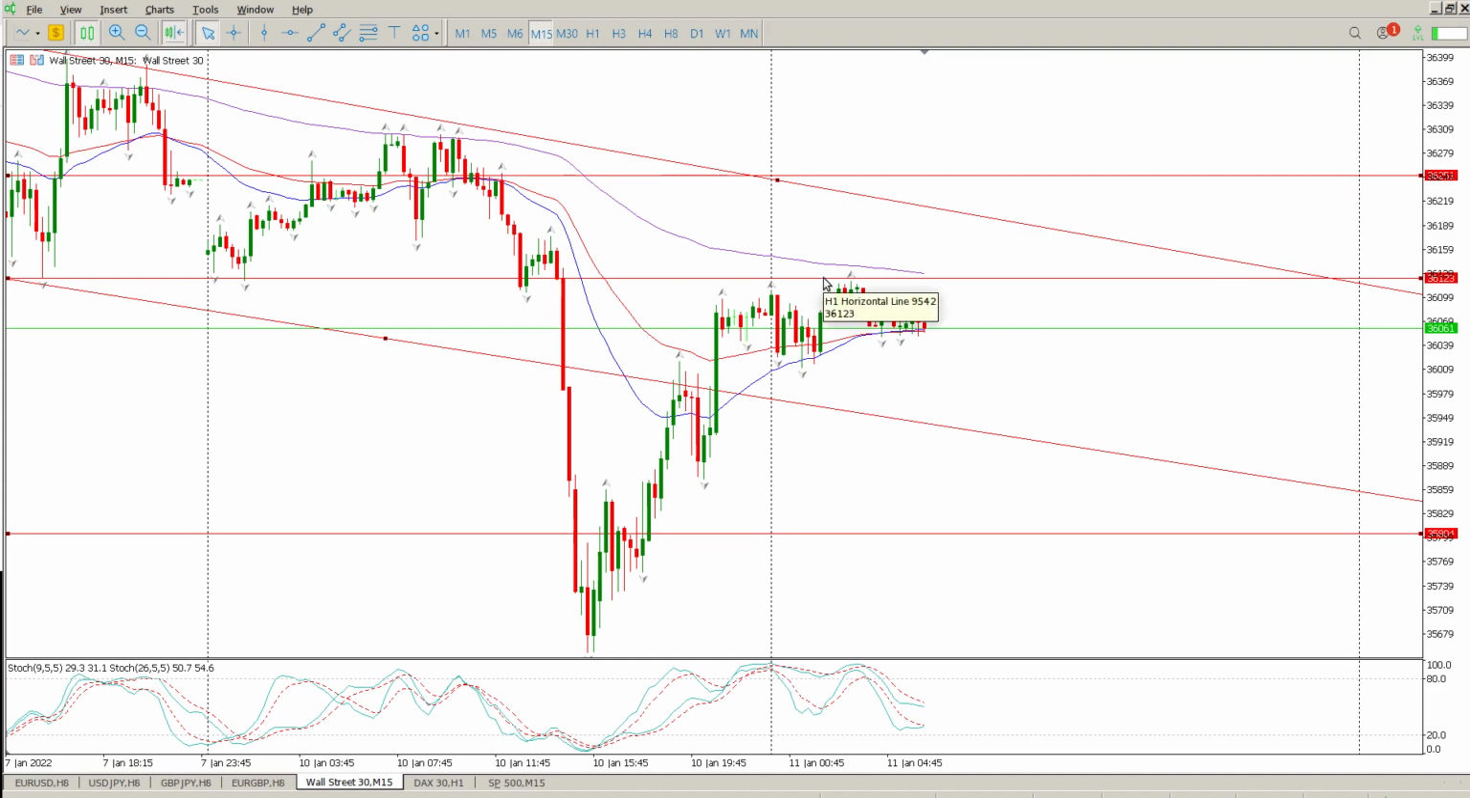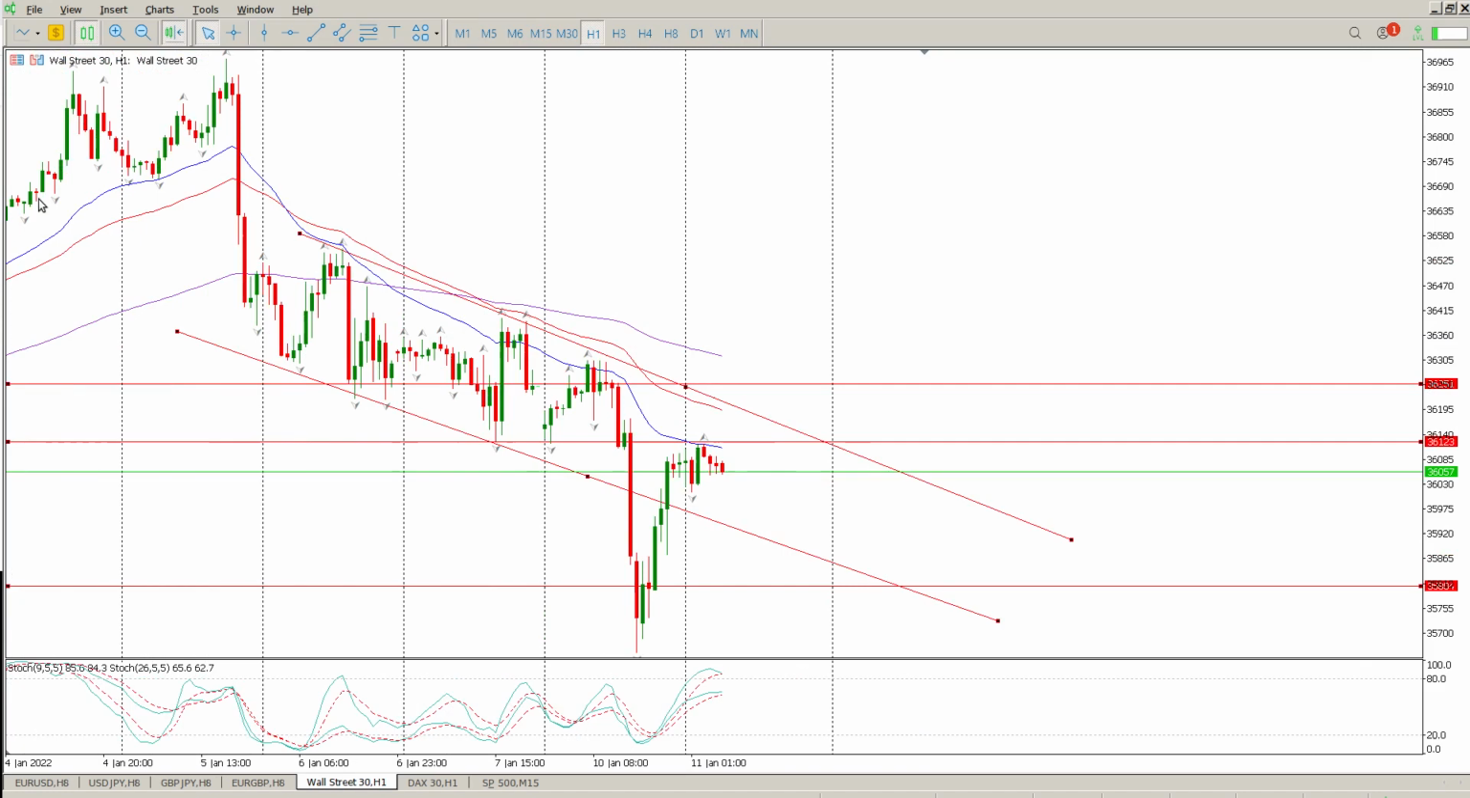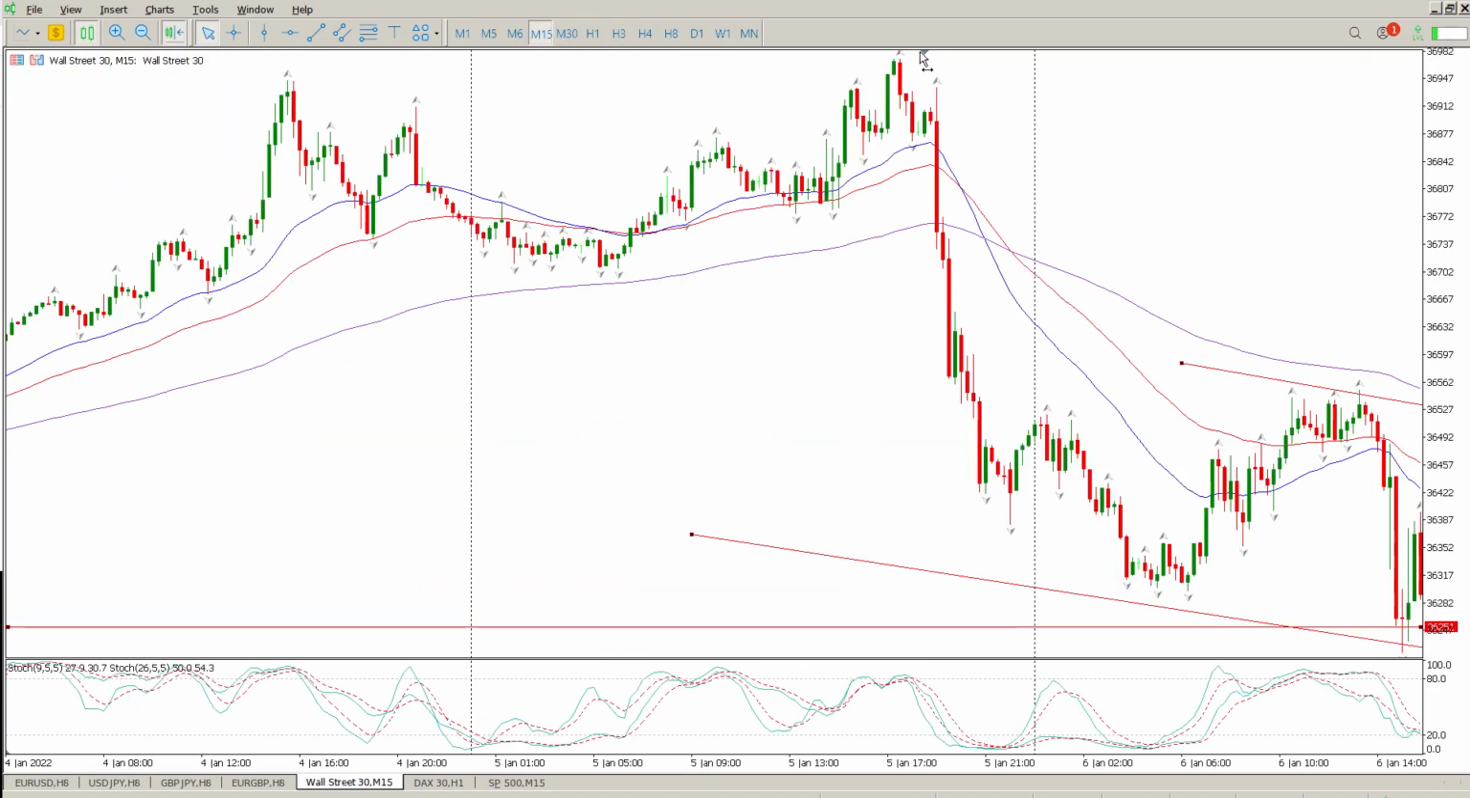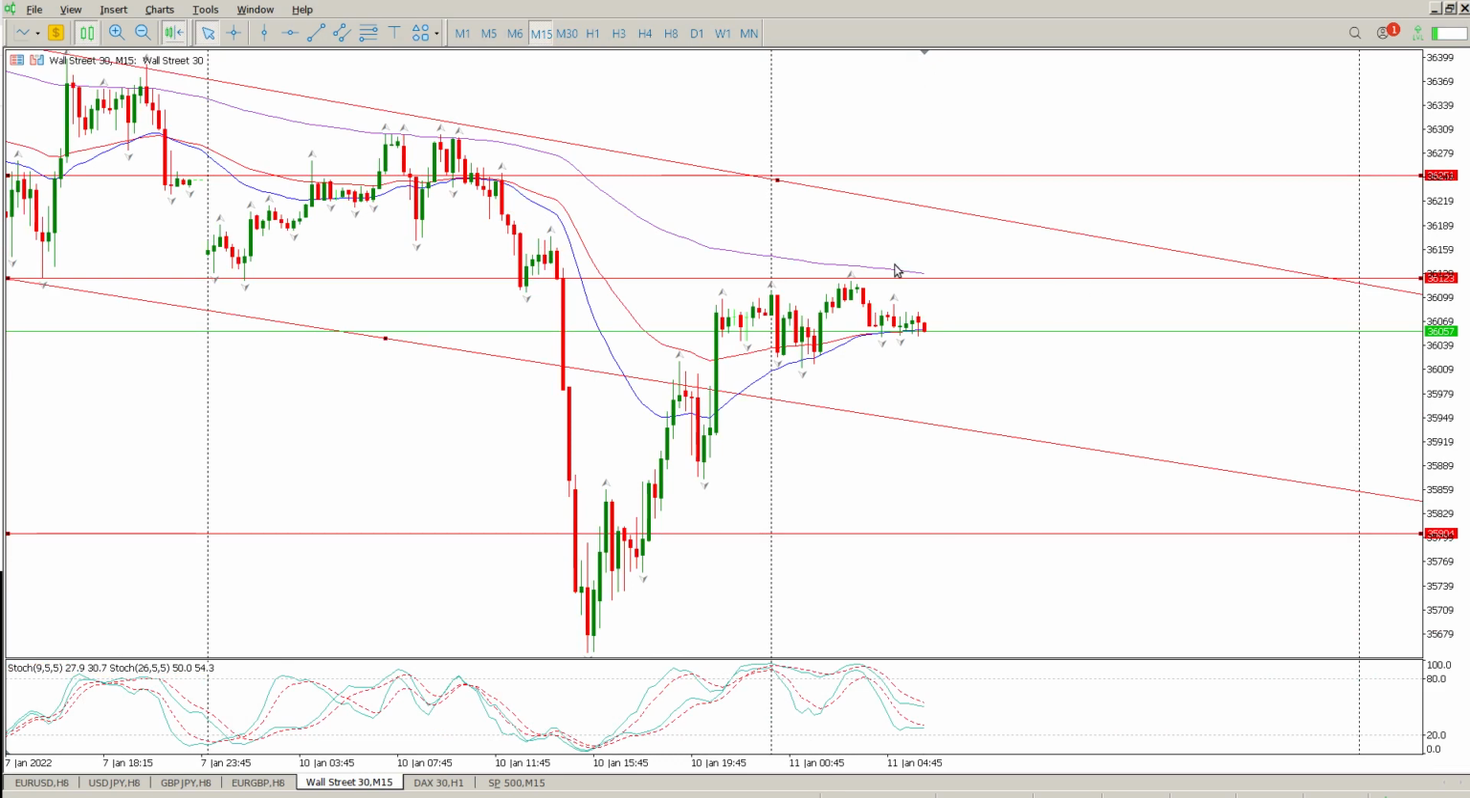You need a break above 36,123 for the trend, well, not only for the trend, but for you to even start thinking that the trend has reversed. Remember, the trend is down at the moment on the hour. There it is, it's down. So you're looking for an opportunity to see where the trend is reversed, and obviously I'm looking to climb in with the bigger trend, which is up. So it's wait and see.